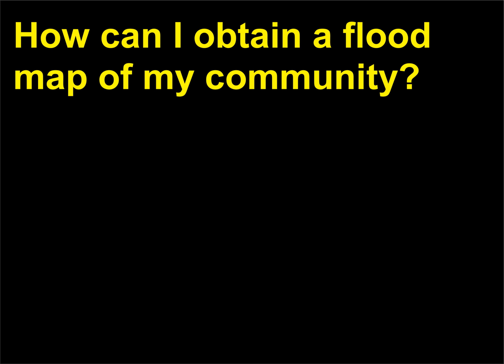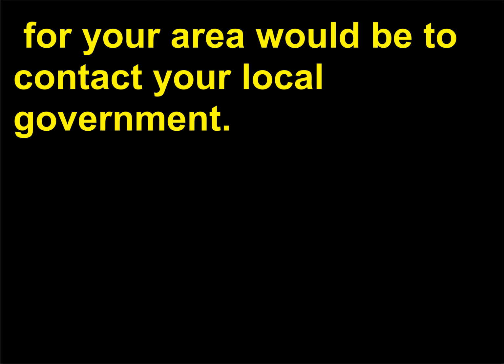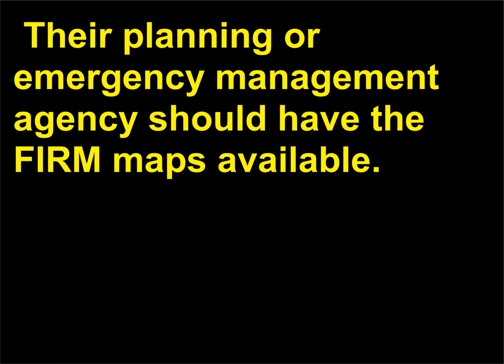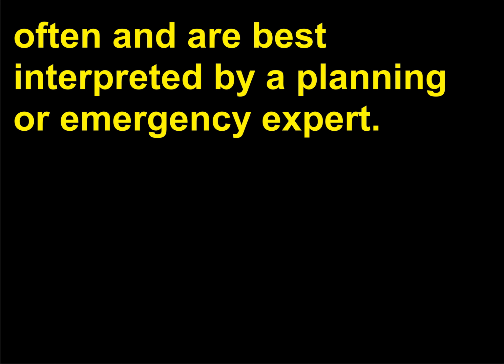How can I obtain a flood map of my community? The best way to see a flood insurance rate map, FIRM, for your area would be to contact your local government. Their planning or emergency management agency should have the FIRM maps available. Purchasing them from FEMA is not recommended because the maps change often and are best interpreted by a planning or emergency expert.